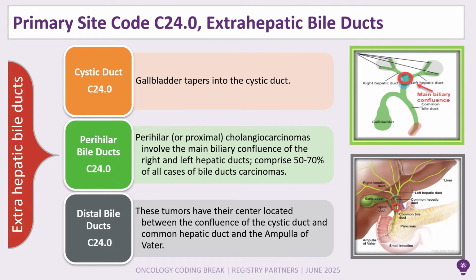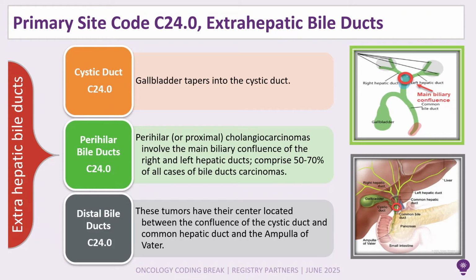Okay, so continuing on with coding primary site, we are back to those extrahepatic bile ducts, C24.0. As Melissa told us, and as you can see here on this slide, the cystic bile duct, the perihilar bile ducts, and the distal bile duct are all coded under the site code of C24.0. So we do have the cystic bile duct. Again, this is what the gallbladder tapers into.